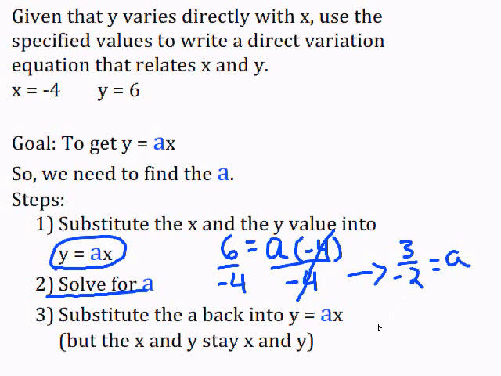Our last step, now that we have found the a value, is to substitute that a value back into the equation y is equal to ax, except x and y are going to stay x and y. So we're going to get y is equal to the a value we just found, -3/2, and our x value is x. Now you might be wondering, why do you keep the y and the x? Why don't we substitute them and keep them -4 and 6? Well, the reason is that the y and x are going to stay variables for your final equation.